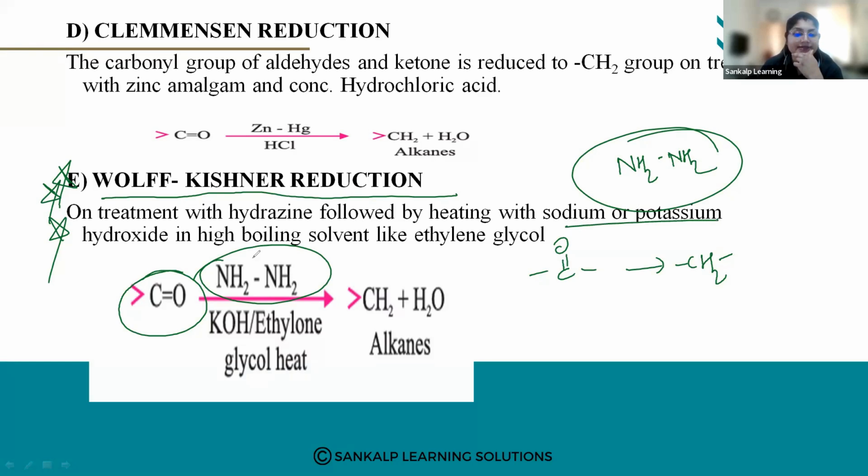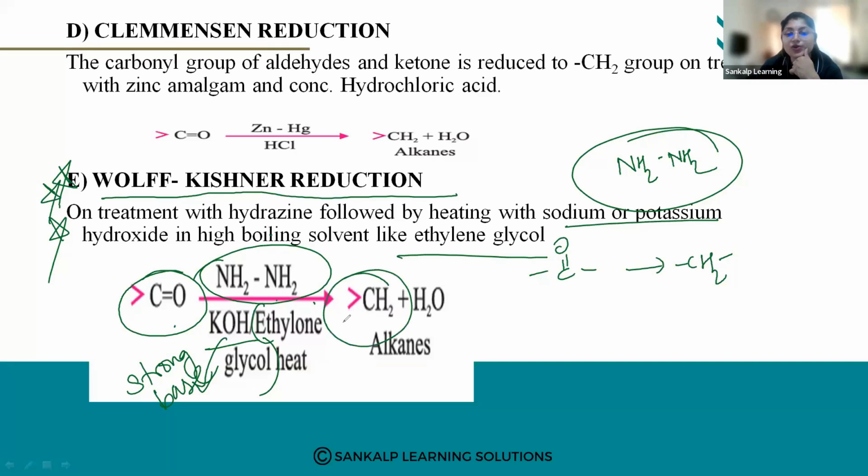So it is a strong base. We have taken hydrazine and we are heating it with either potassium or sodium hydroxide. What is potassium or sodium hydroxide? It is a strong base, in a boiling solvent like ethylene glycol. So which is the solvent taken here? Ethylene glycol. So your carbonyl group is treated with hydrazine followed by heating with potassium or sodium hydroxide in a boiling solvent like ethylene glycol. It is converted to your CH2.